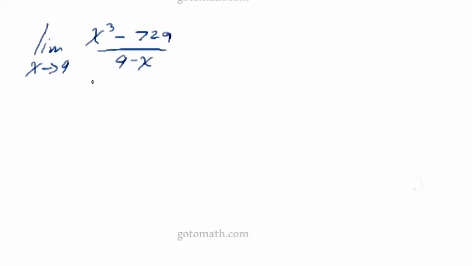Rewriting the problem, we have the limit as x approaches 9 of x cubed minus 729 over 9 minus x. Now we're going to do the direct substitution. That'll be the first thing that we try.